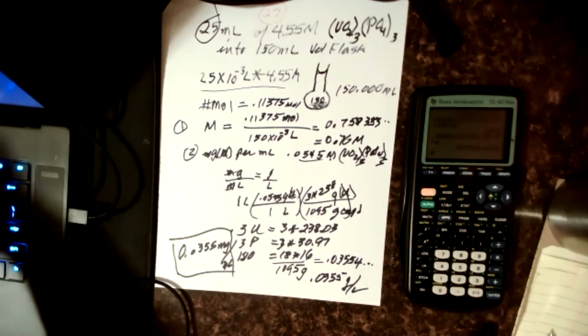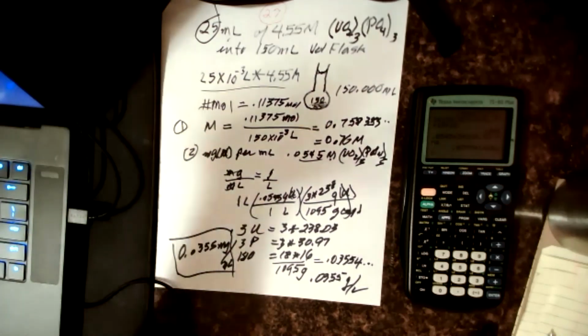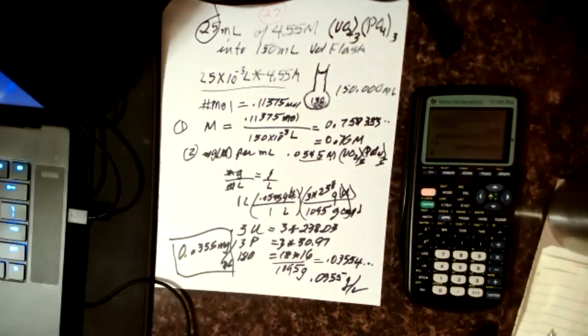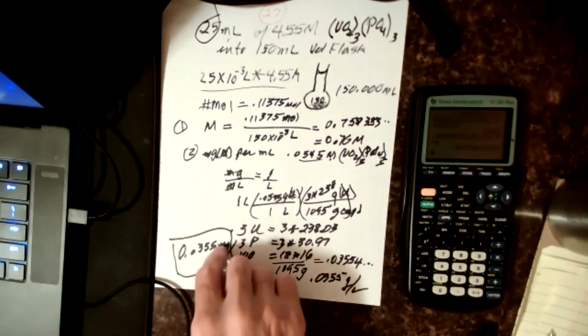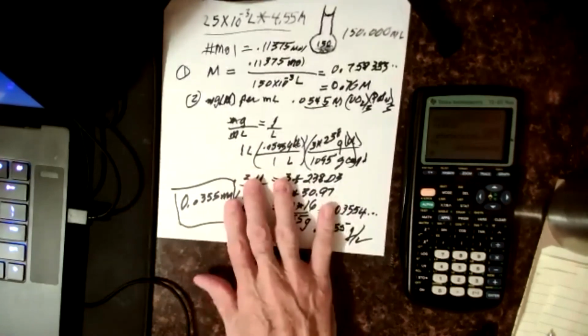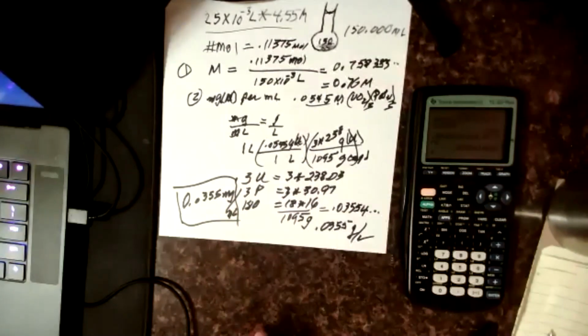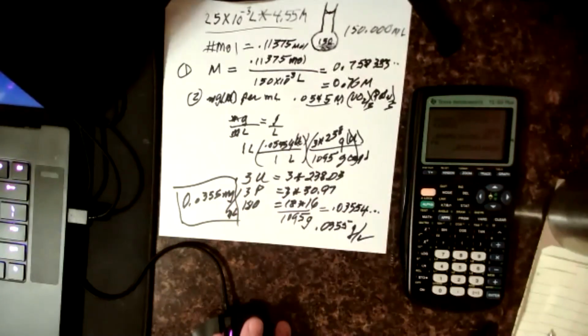They make the solution in the pharmacy. They give it to the nurse and they hang it on the rack and give it to the patient. So this type of calculation is something you might have to do someday. So you need to understand how you go about doing calculations like that.